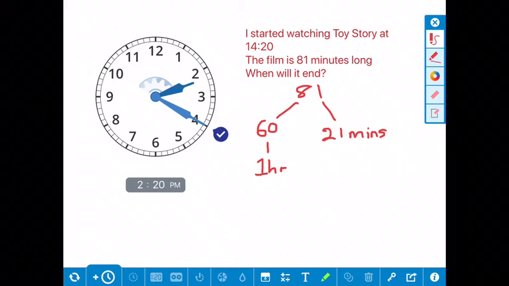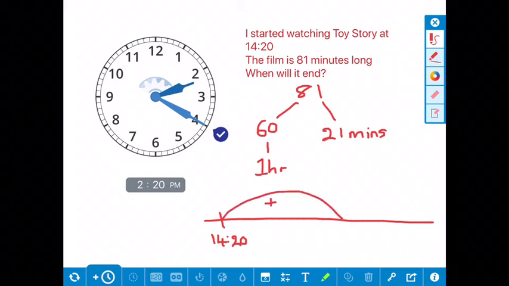So let's look at it this time on the number line first. Here is our time at 14:20. 20 past 2. We're going to jump on 1 hour and that will get us to 15:20 or 3:20 p.m.